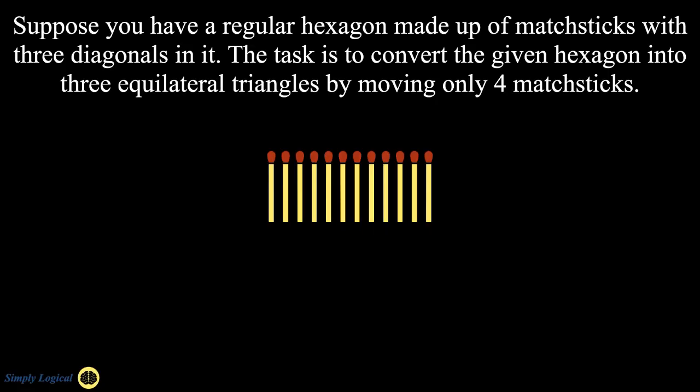Suppose you have a regular hexagon made up of matchsticks with 3 diagonals in it. The task is to convert the given hexagon into 3 equilateral triangles by moving only 4 matchsticks. Before actually getting into the problem, let me explain what a hexagon and an equilateral triangle are.